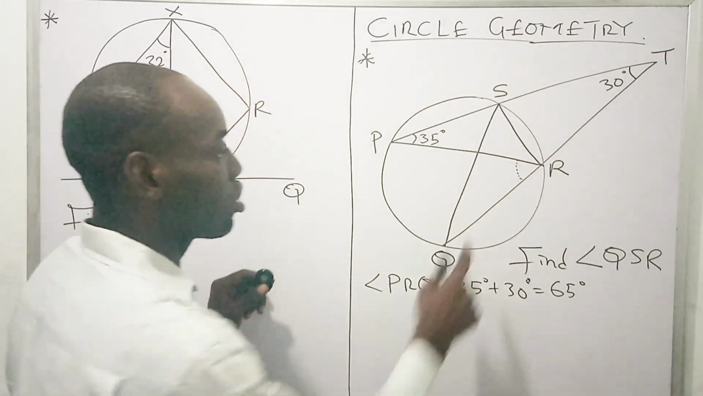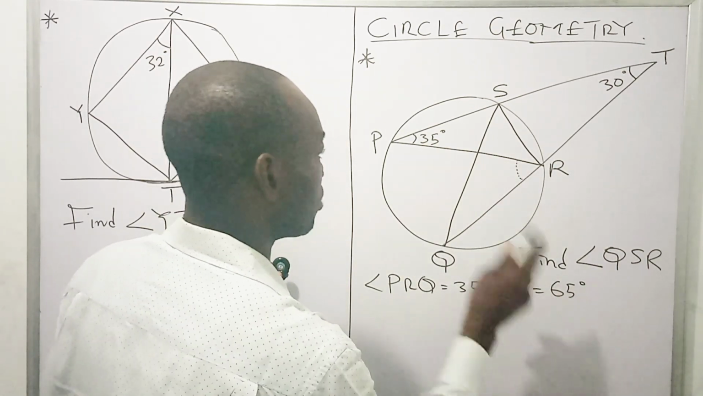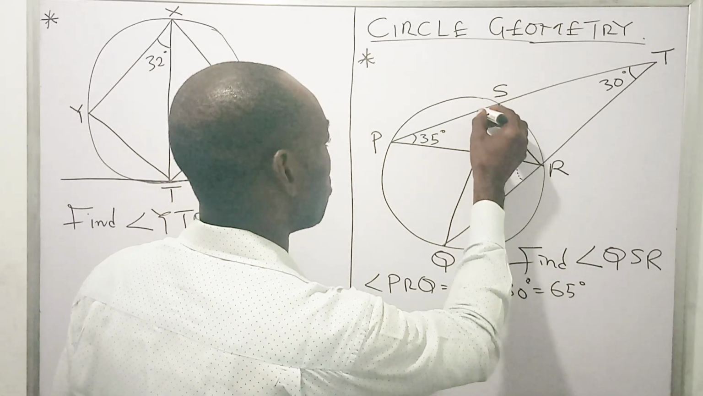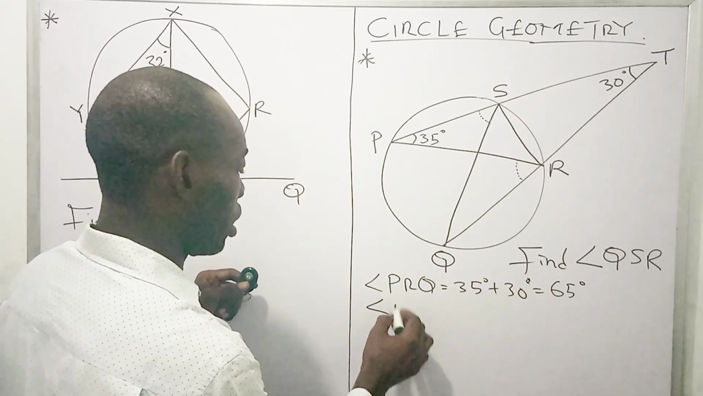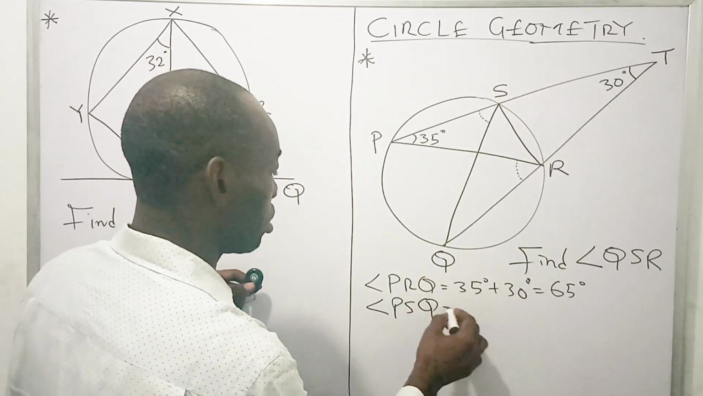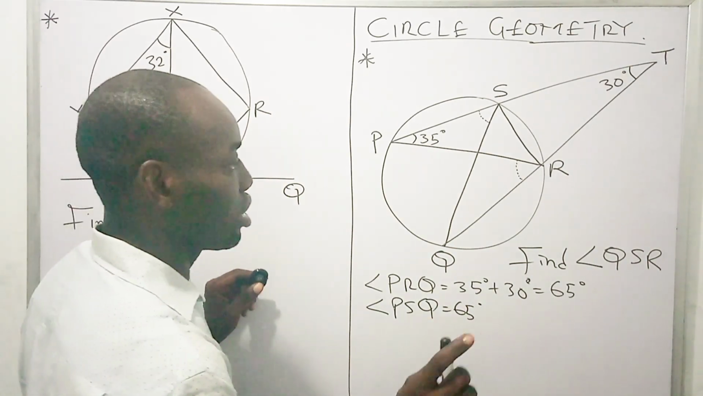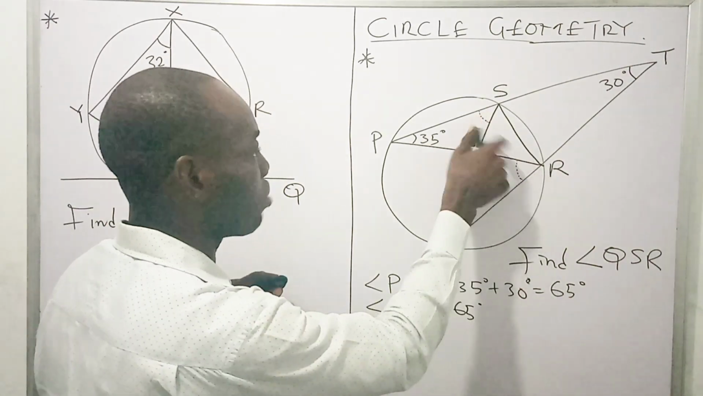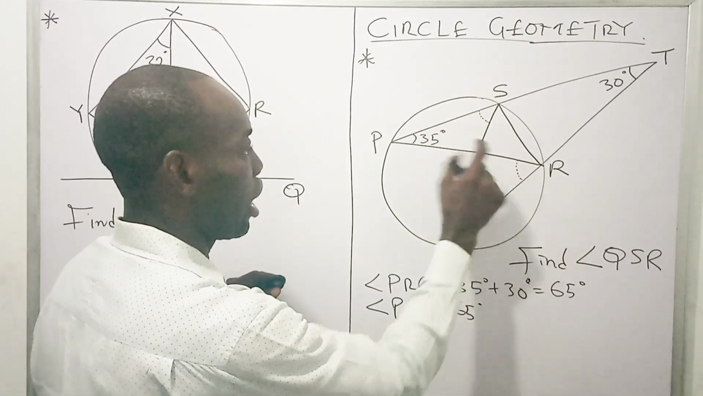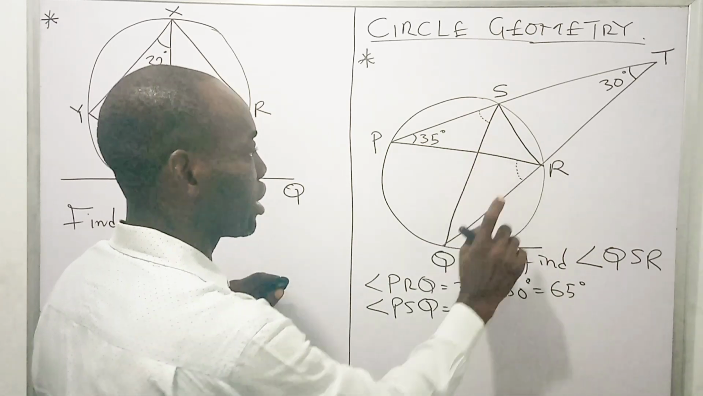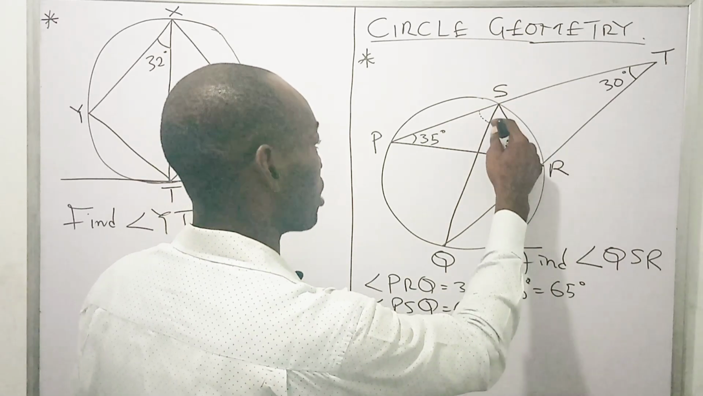All right. Now, having gotten this, this angle here that we got, 65, is also the same as this angle here, which is angle PSQ. Angle PSQ is also 65. And the reason is one of the circle theorems that states that angles in the same segment are equal. So this angle here is equal to this. Angles that are in the same segment are equal. But remember, we are looking for the size of this one here, QSR, this angle here.